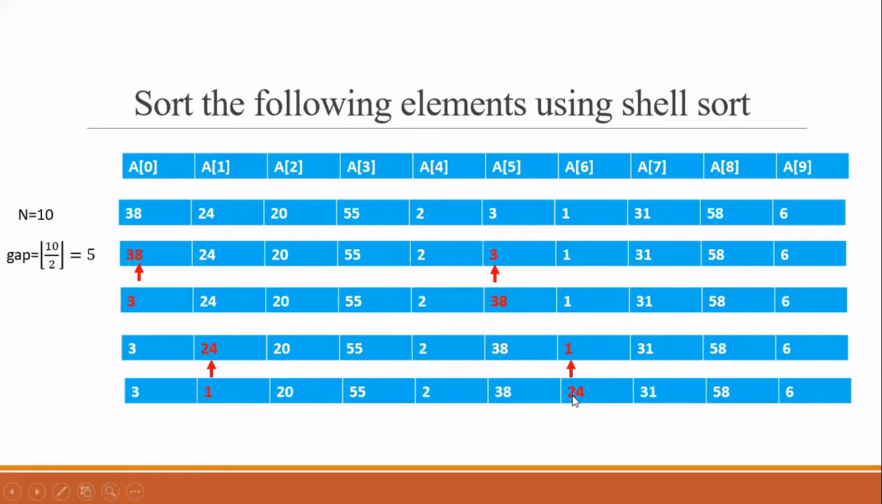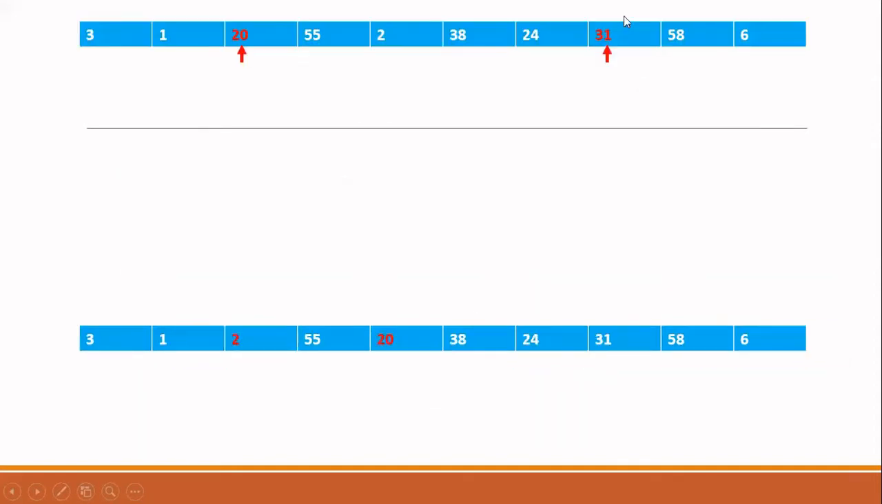Can anyone tell me next which elements we are going to compare? See this diagram and tell me. 31 and 20. Yeah, 31 and 20. Next, you have to compare 31 and 20, which are at the index 7 and 2. Sorry, forget about this. Start from the beginning. So now I am here. I am going to compare 31 and 20. Now, do you need any swapping here?